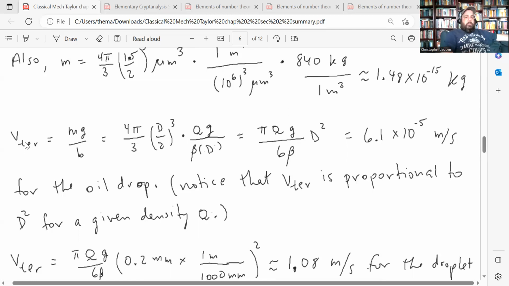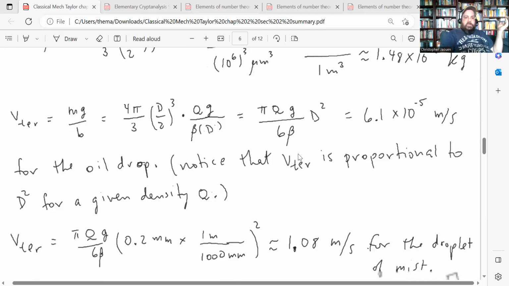So deriving this formula that I have here, this is something interesting. You can notice the terminal velocity is actually proportional to the diameter squared. So again, going back to this notion that the cross-sectional area affects the terminal speed. So that's telling you something about how this works.